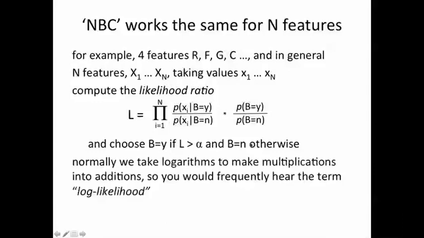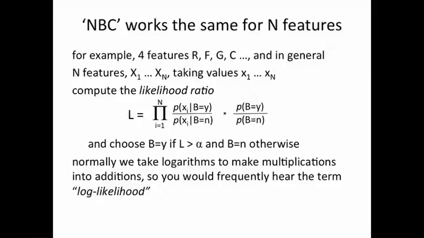We also normally take logarithms to make multiplications into additions, so you would frequently hear the term log likelihood. The reason is because of these many probabilities, all less than 1 being multiplied, you probably will run out of decimal points and you'll get all zeros. So by taking logarithms, you will reduce the chance of such an underflow occurring and make the computation stable.